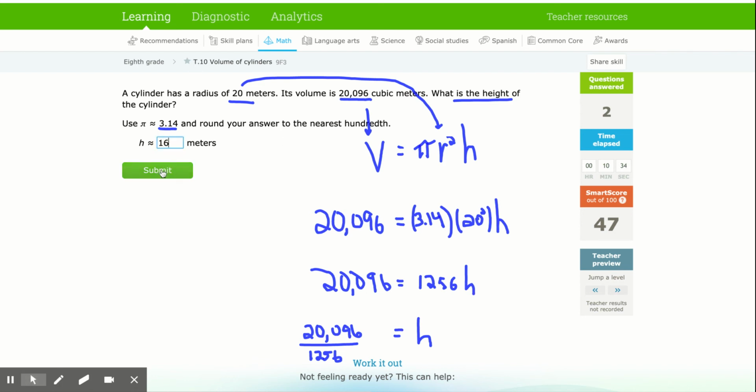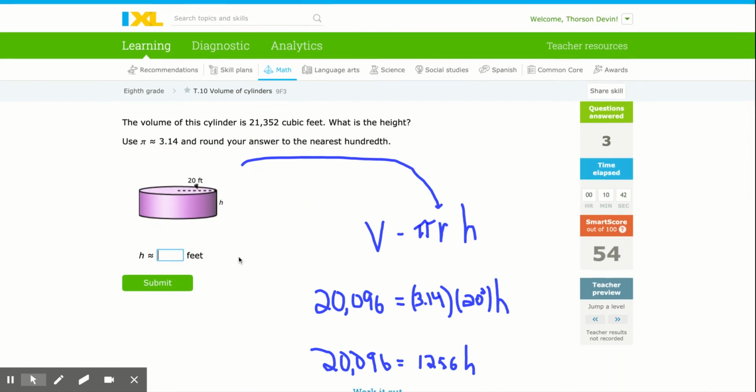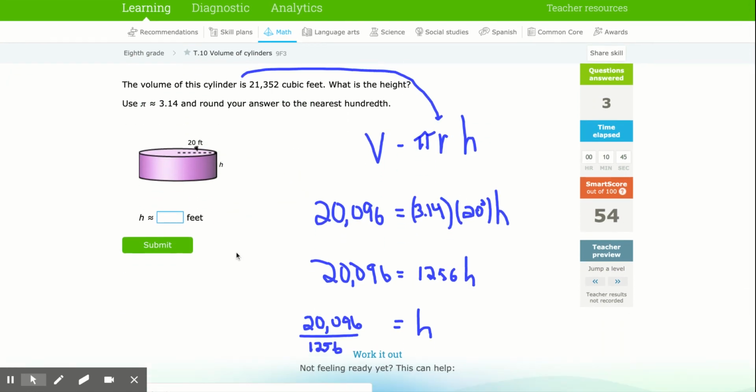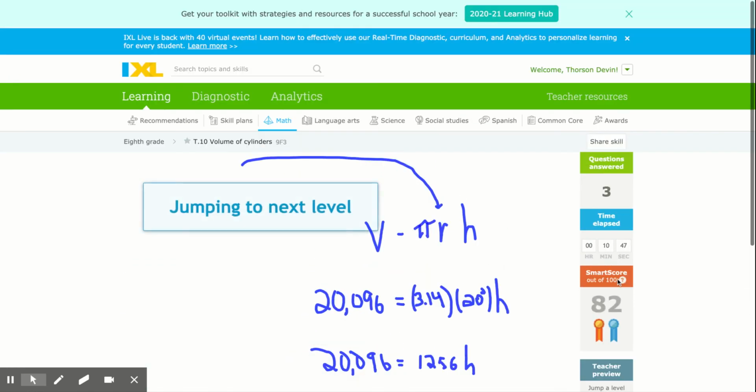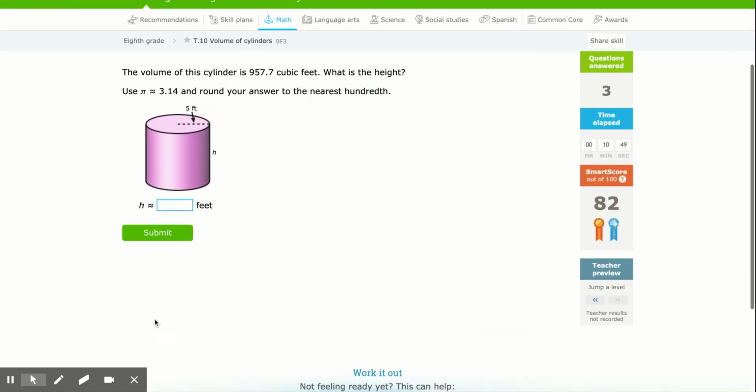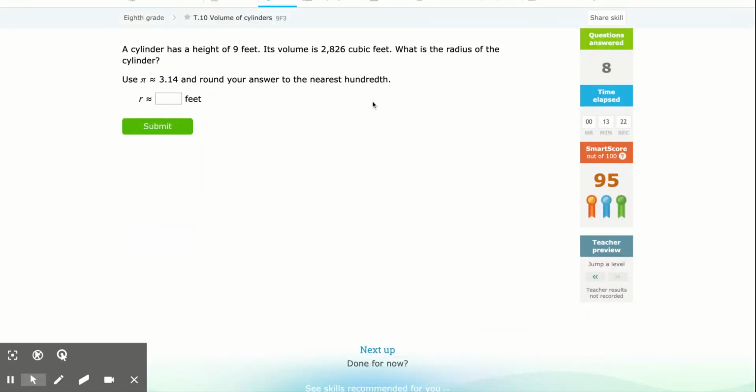So again, they might give you the r squared, or the r and the v, or they might give you the h and the v. If they give you the h and the v, then you might have to do a square root. Let's see if I can find one of those really quickly. Like this one. This one gives us the volume and the height, and it asks for the radius. So at some point, we're going to have to take a square root.